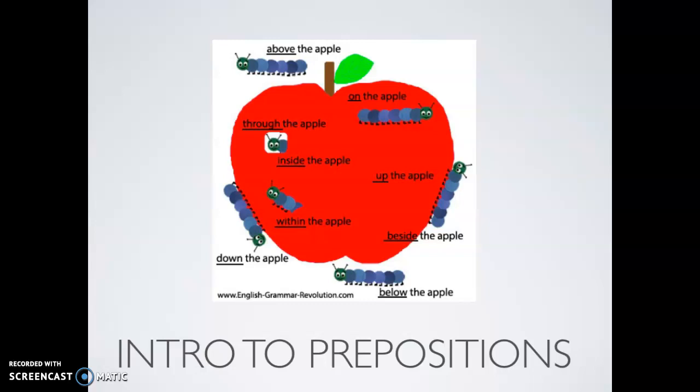We are going to start taking a closer look at prepositions. If you can identify prepositions and prepositional phrases within a sentence, it's so much easier to identify all the other parts of speech within that sentence.